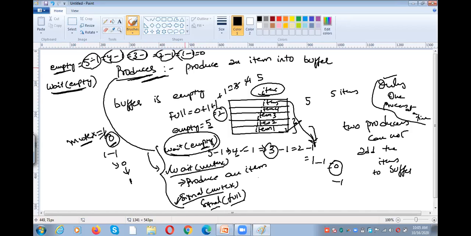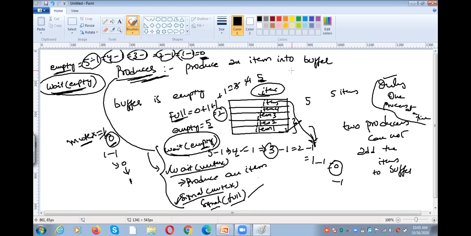Whenever it becomes 0, the producer cannot perform the wait of empty operation. So the producer cannot produce an item. Why? Because there is no empty place. The buffer is full. Whenever the empty becomes 0, the full becomes 5. Whenever we add a new item, we can perform signal of full, so it will become 5.